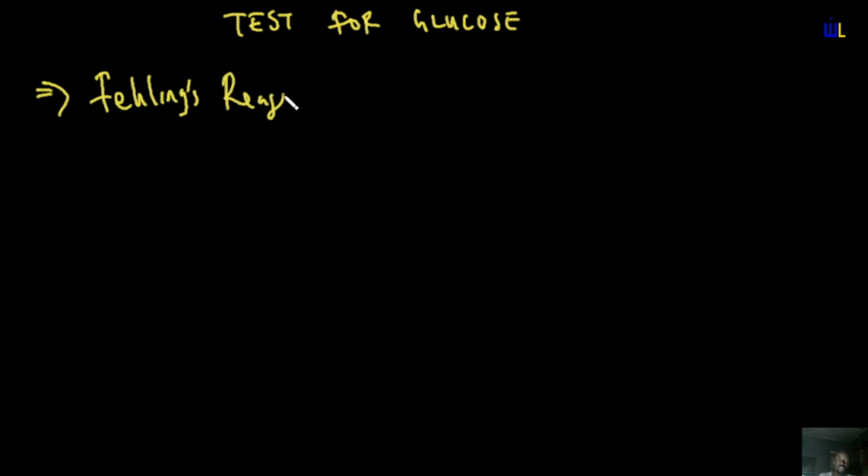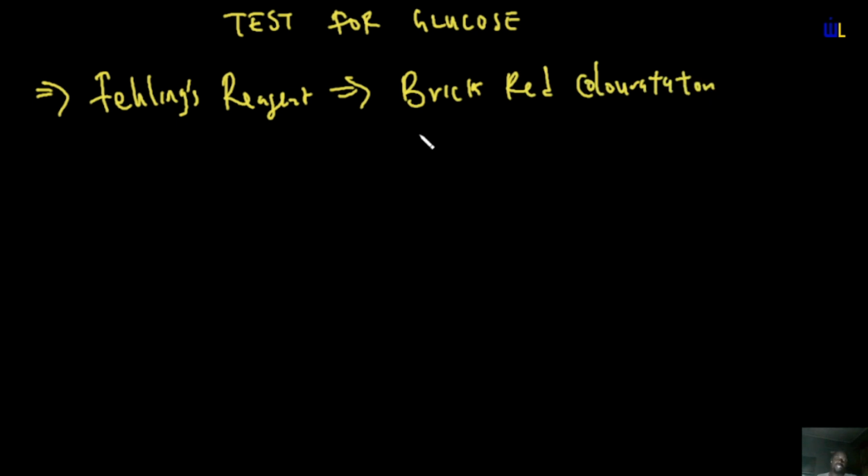Fehling reagent. On reacting with glucose, once you add Fehling reagent to a glucose solution and heat it, you are going to have a brick red coloration. The brick red coloration is an indication that the glucose has been oxidized while the Fehling reagent was reduced. You get what I'm saying?